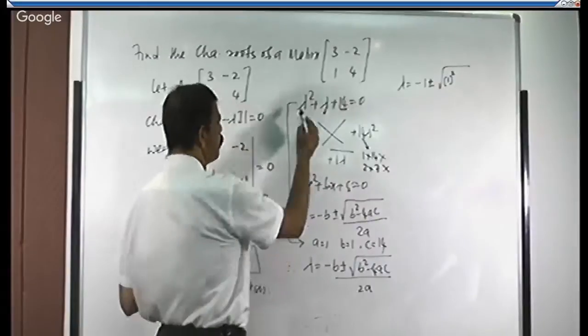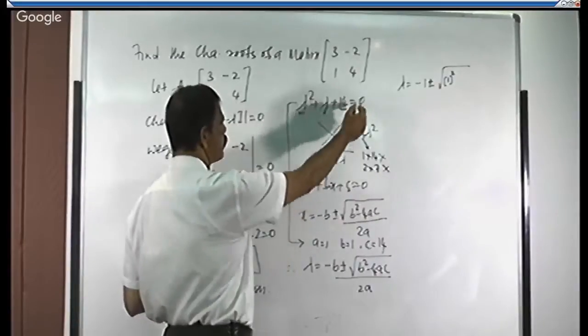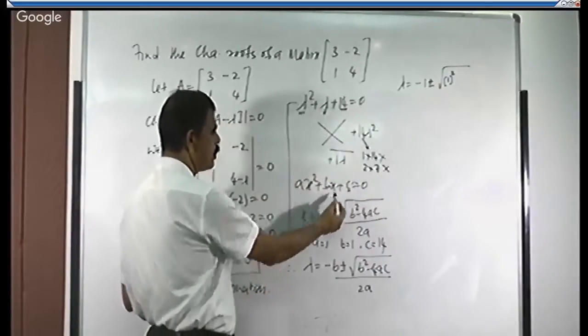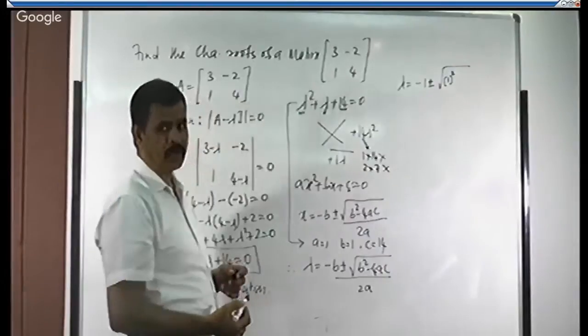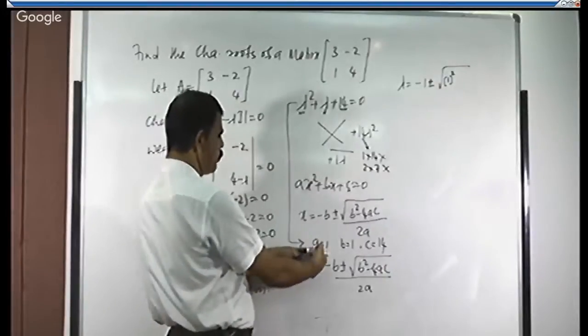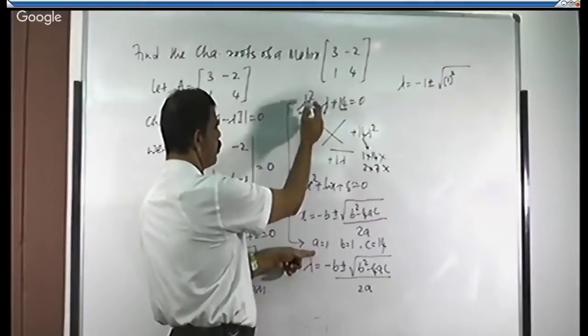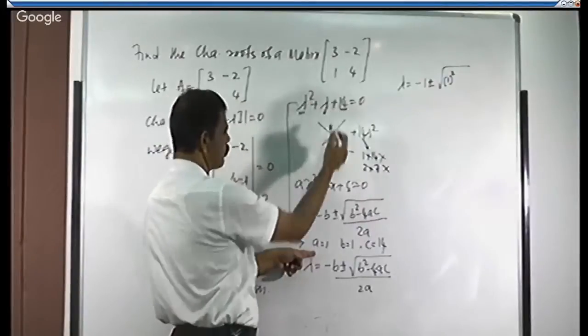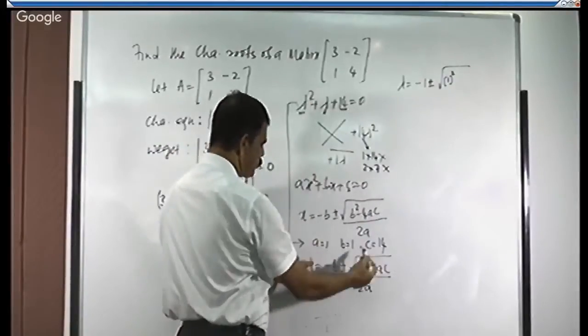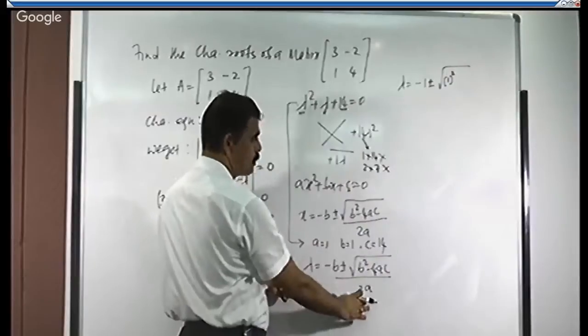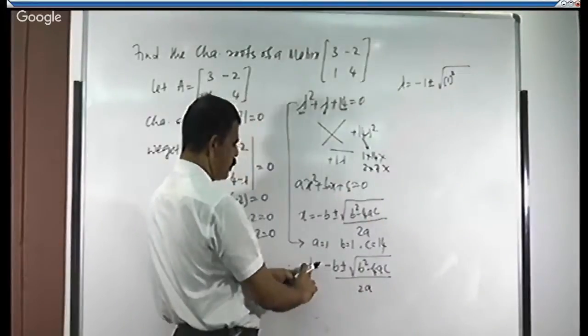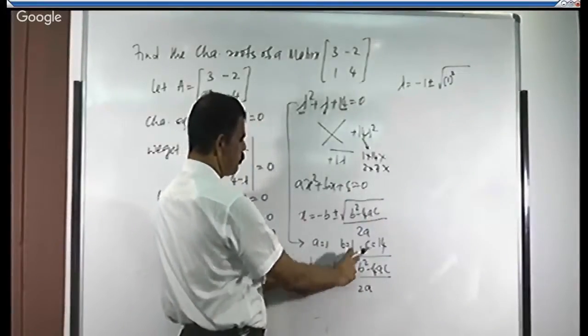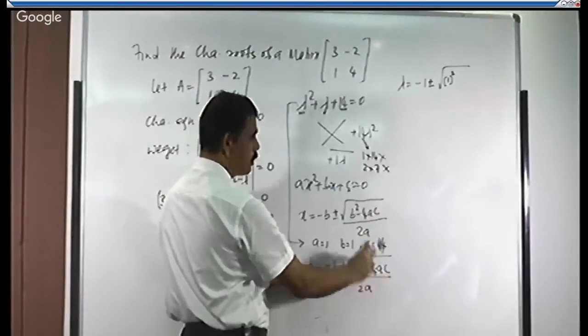Compare the obtained equation lambda square plus lambda plus 14 is equal to 0 with the standard quadratic equation. Then we will get values of A, B, C. A is 1, B is 1, C is 14. These values are substituted in Sridharan's formula. What is Sridharan's formula? Lambda is minus B plus or minus root of B square minus 4AC by 2A.